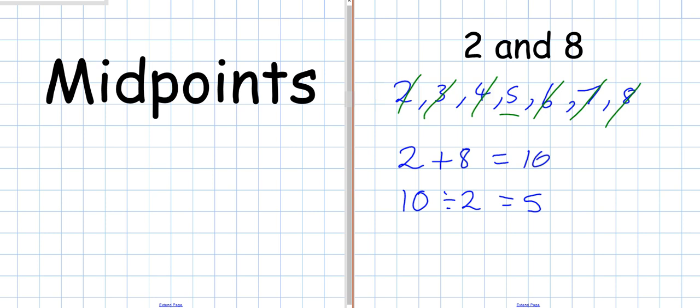Now, the reason why this works is that we're finding the average, the mean of the two numbers. So you add the two numbers together and divide by 2 because there are two numbers, which gives you the average, and so the middle point, which is 5.